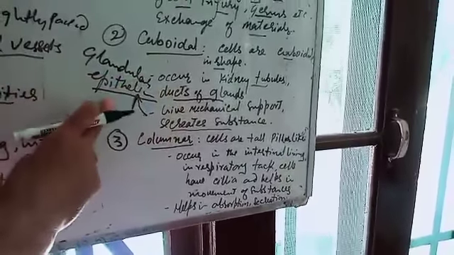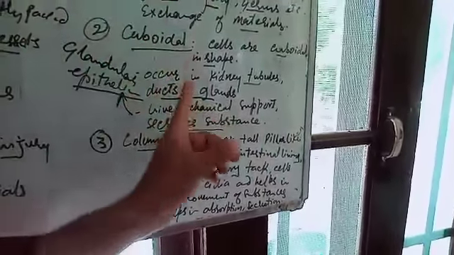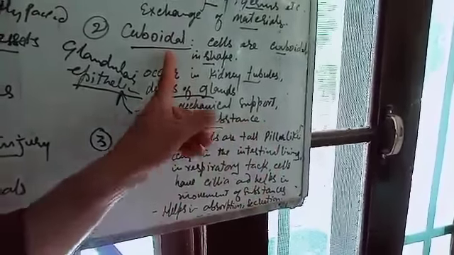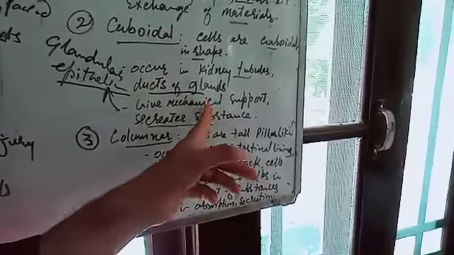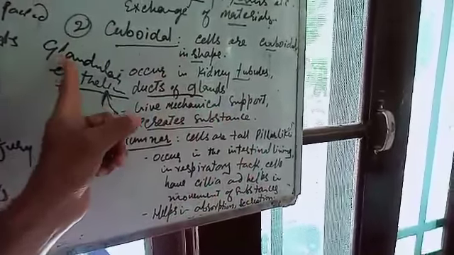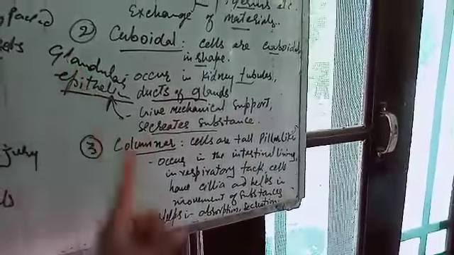What is the difference between cuboidal epithelium and glandular epithelium? Simple cuboidal epithelium does not secrete any substance. If the cuboidal epithelium secretes any substance, then that cuboidal epithelium is known as glandular epithelium.